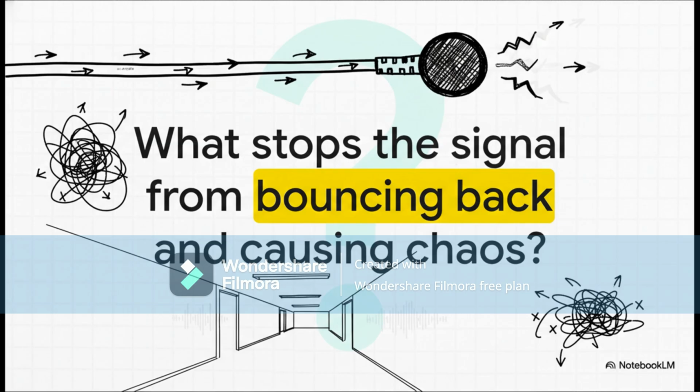Okay, this brings up a pretty logical question. If data is zipping down the single cable, what happens when it gets to the very end? What's to stop it from just hitting a dead end and bouncing all the way back, kind of like an echo in a hallway? That would cause total chaos for all the other data on the line.